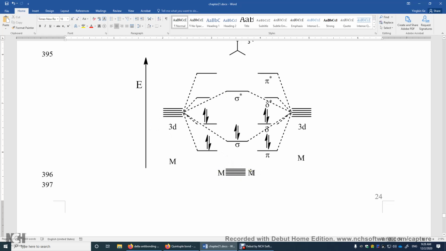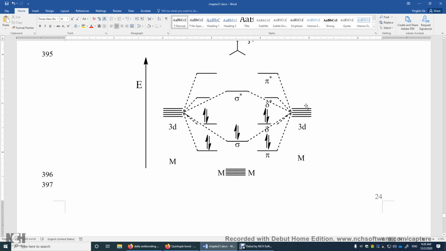Remember, iron has a 4s2 3d6 electron configuration in a neutral iron atom. But now we're looking at iron 3 plus, so its electron configuration is 3d5. You have 5 electrons here and 5 electrons here.